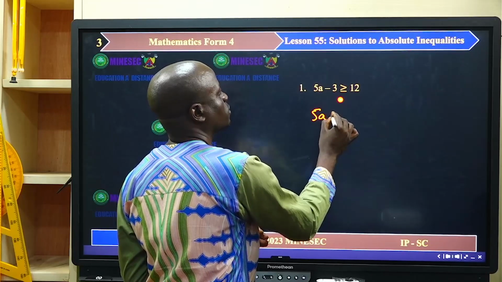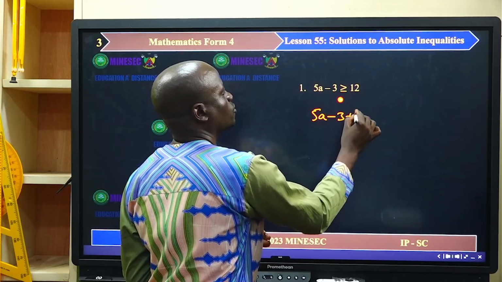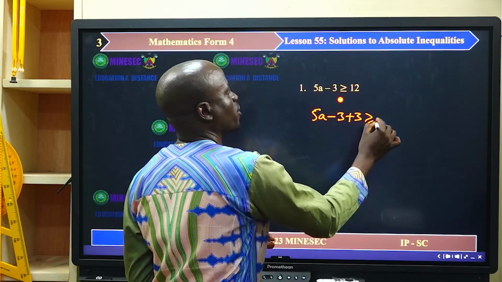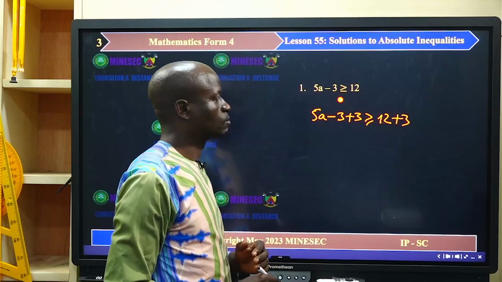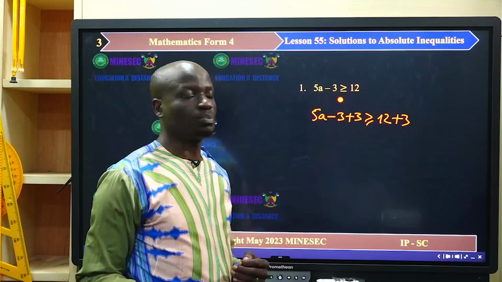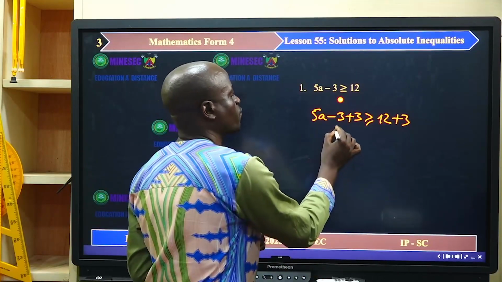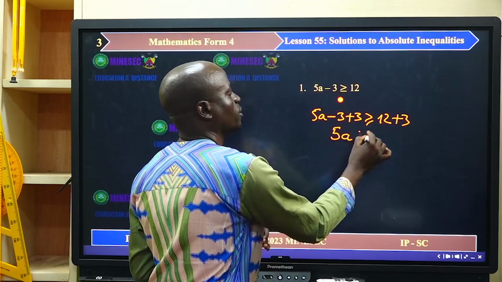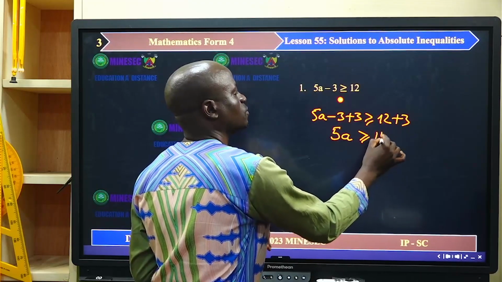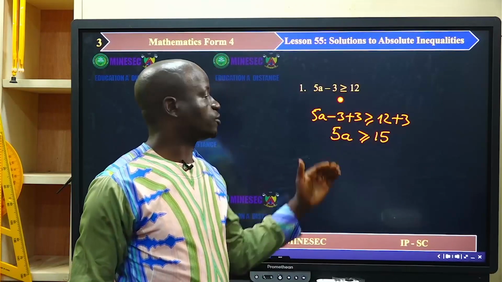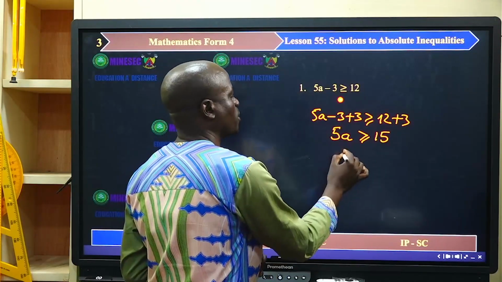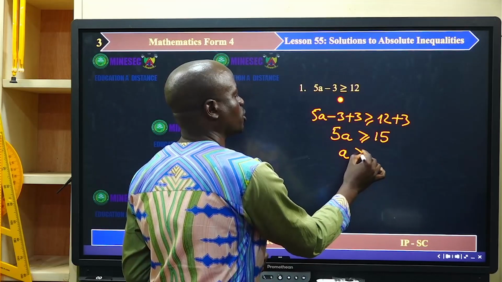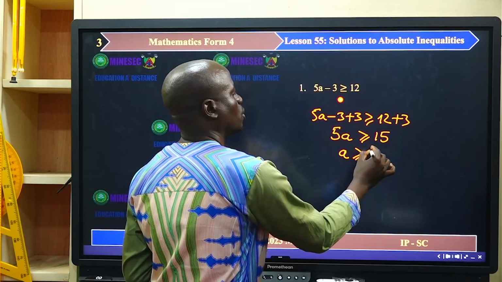5a minus 3 plus 3 is greater than or equal to 12 plus 3. Negative 3 plus 3 will be 0, so 5a is greater than or equal to 15. Now we divide both sides of the inequality by 5. When we divide here by 5, a will be greater than or equal to 3.